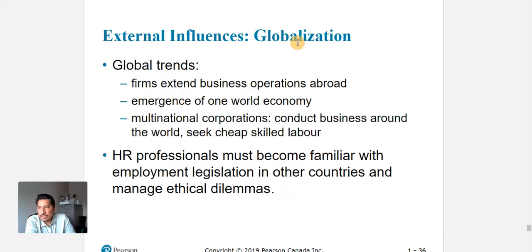Globalization, since we are a part of that. Global trends: firms extend business operations abroad, emergence of one world economy, multinational corporations conduct business around the world and seek cheap skilled labor. You might have noticed that when you call a service provider, the call connects out of Canada. The reason is that skilled labor is cheap, so they pay less, there are fewer regulations, and there is the exchange rate against the Canadian dollar. That is why they outsource those call centers.